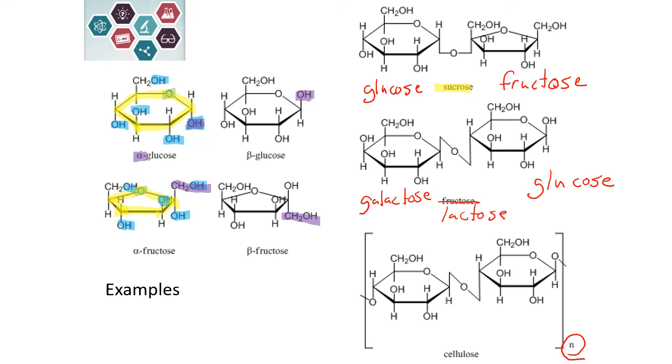And we can recognize these. They're different from our fatty acids, which have the long carbon tail. They're different from proteins because we have our amino acids with our carbonyl groups. Here we have rings with lots of alcohol groups.